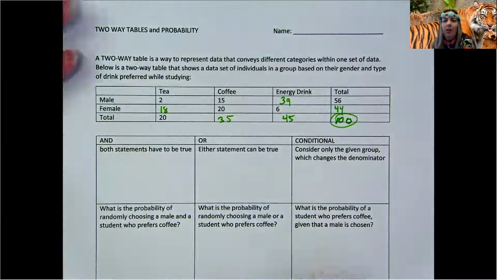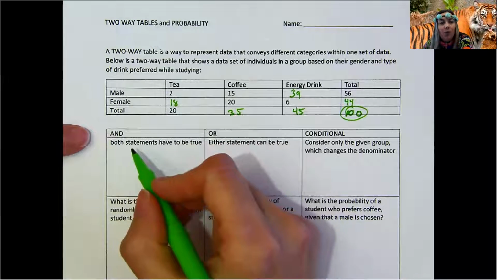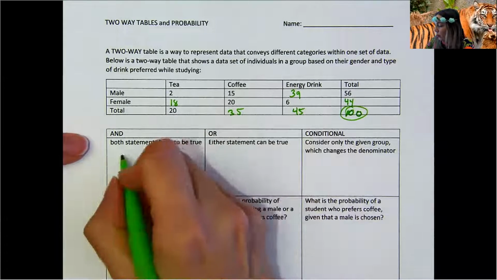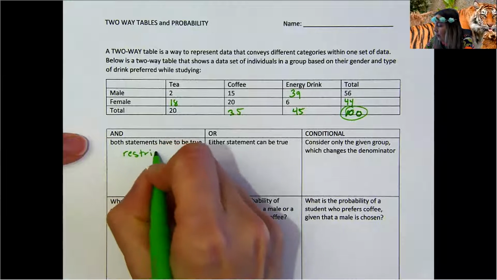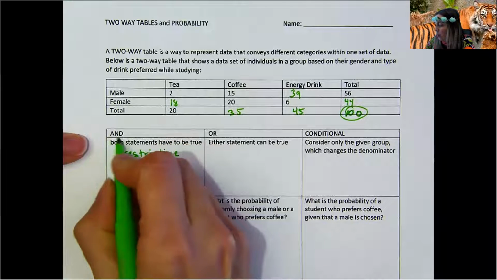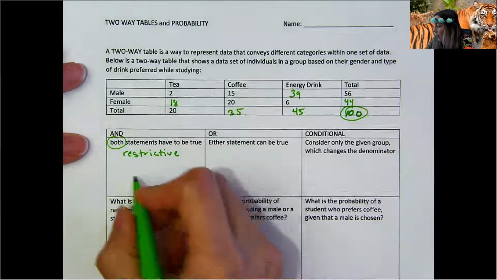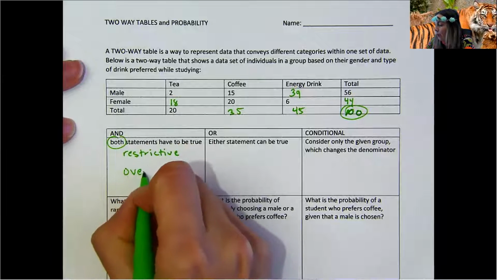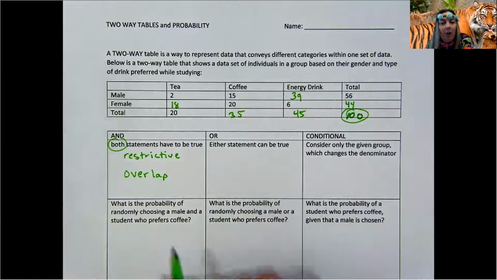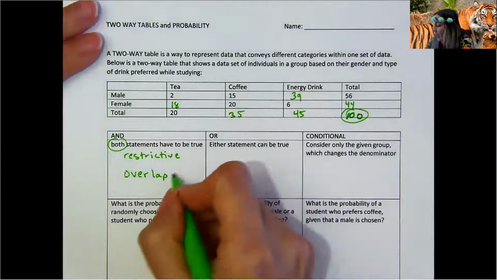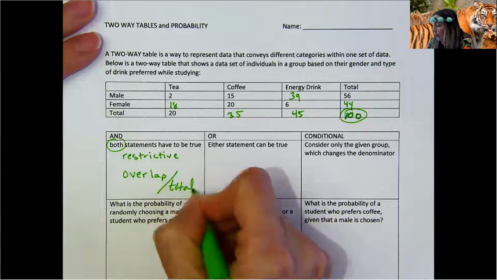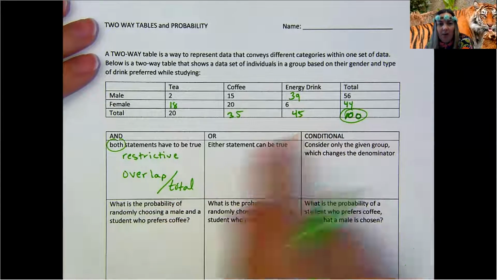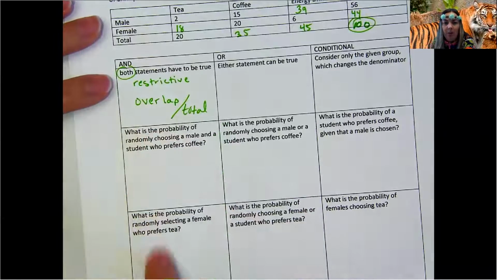All right, so here we go. And this is when both statements have to be true. This is restrictive, right? Because both statements have to be true. You can also consider this the overlap. So you're looking for the overlap, and it's always out of the total. So this 100 is going to be our denominator when we're doing this column of work.